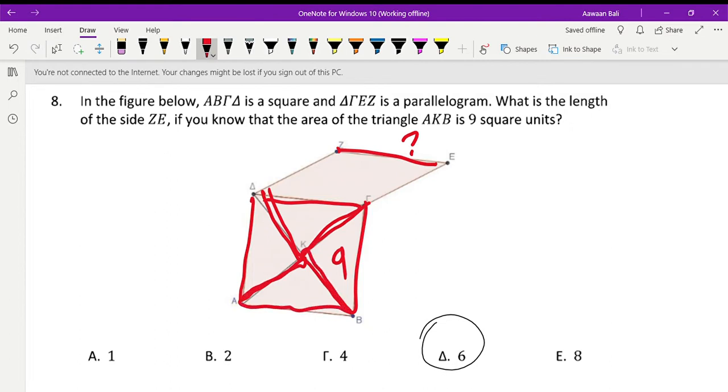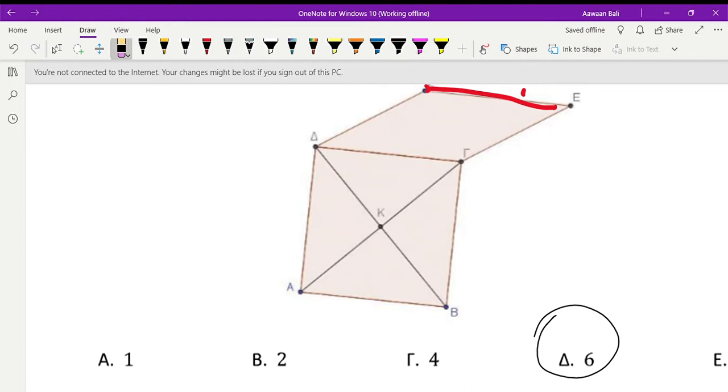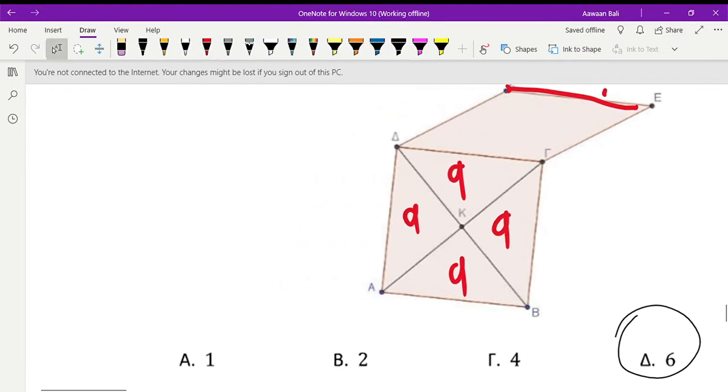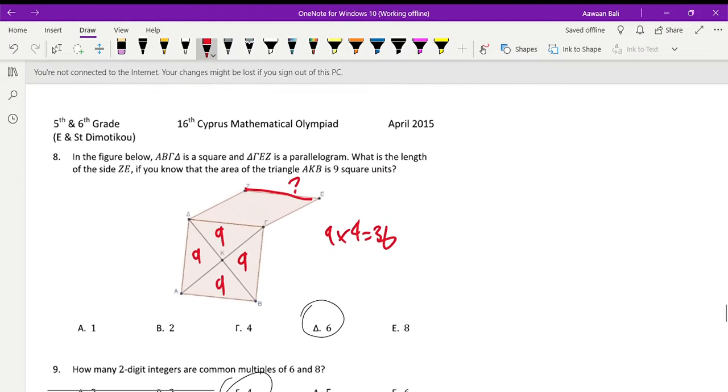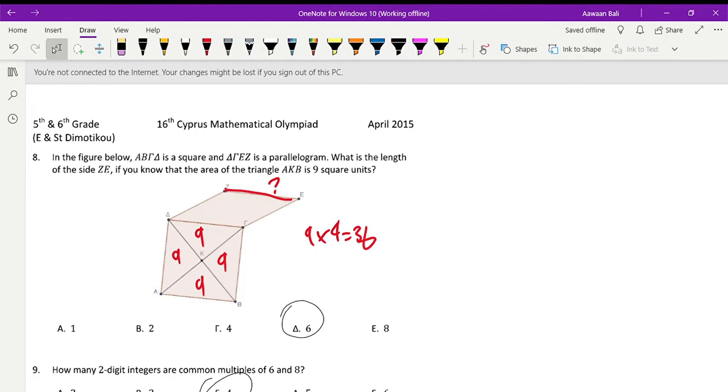You realize that this is 9, the area of this is 9, and there are 3 other identical triangles like that. So that's 9, that's 9, that's 9. They're all 9. So 9 times 4 is 36. Therefore, the area of the square is 36. Now, since a squared, where a is the side of the square, is the area of the square, the opposite of that, when we start from the area to find the side, is the root of the area. So root of 36 is 6.